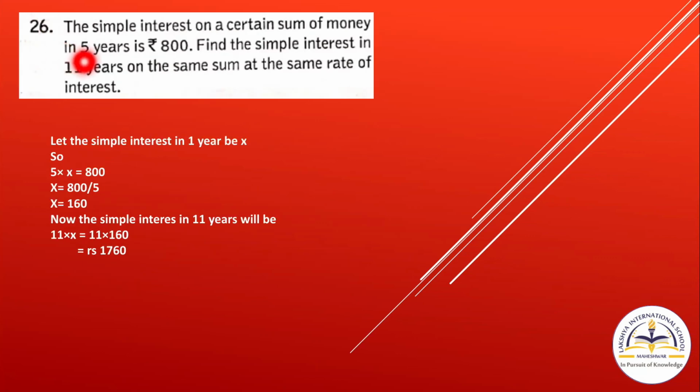Now question number 26. The simple interest on a certain sum of money in 5 years is rupees 800. Find the simple interest in 11 years on the same sum at the same rate of interest. Now let the simple interest in 1 year be x. So 5x equals 800. Now x equals 800 divided by 5. Now you have to divide them. Then you will get the value of x, that is 160. Now the simple interest in 11 years will be, so you have to multiply with 11. So 160 multiplied by 11, it means 1760 rupees.